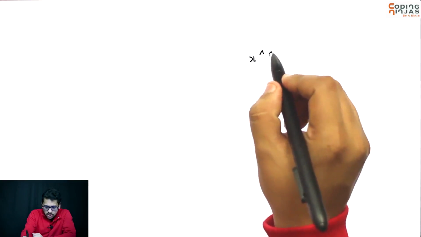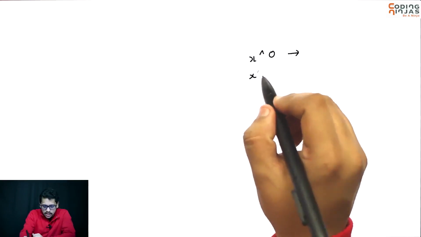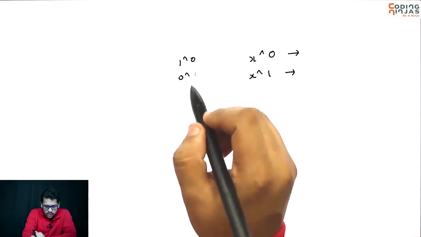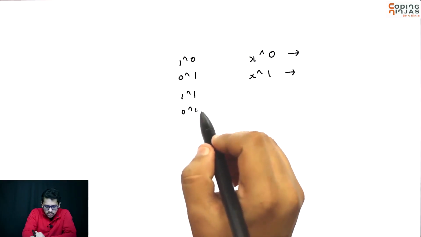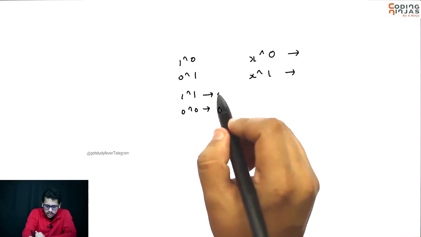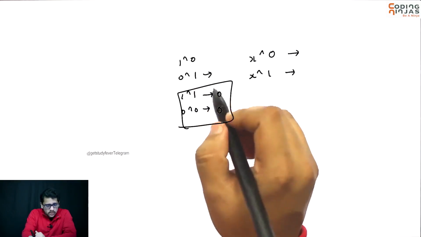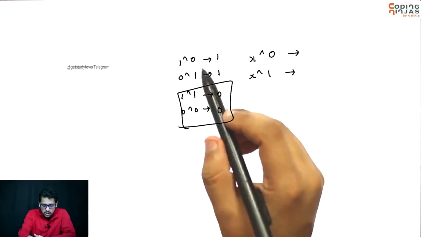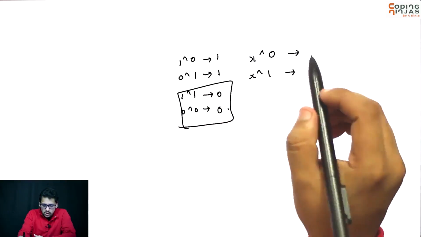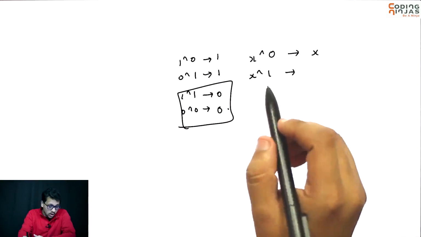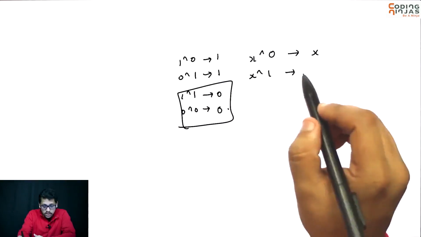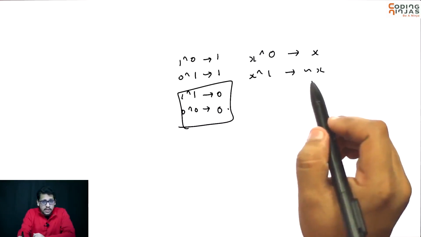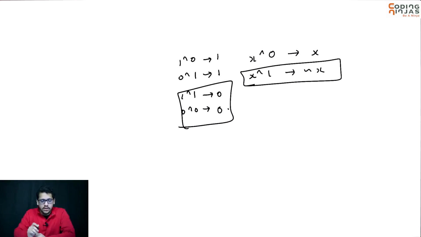Okay, so if I want to do this, I think we can use XOR. You know that x XOR 0 is what, and x XOR 1 is what. 0 XOR 0 is 0, 1 XOR 1 is 0, 0 XOR 1 is 1, 1 XOR 0 is 1. So x XOR 0 is only x, and x XOR 1 is the negation of x. We had discussed this earlier as well. So if you want to flip any specific bit, you need to take XOR with 1.